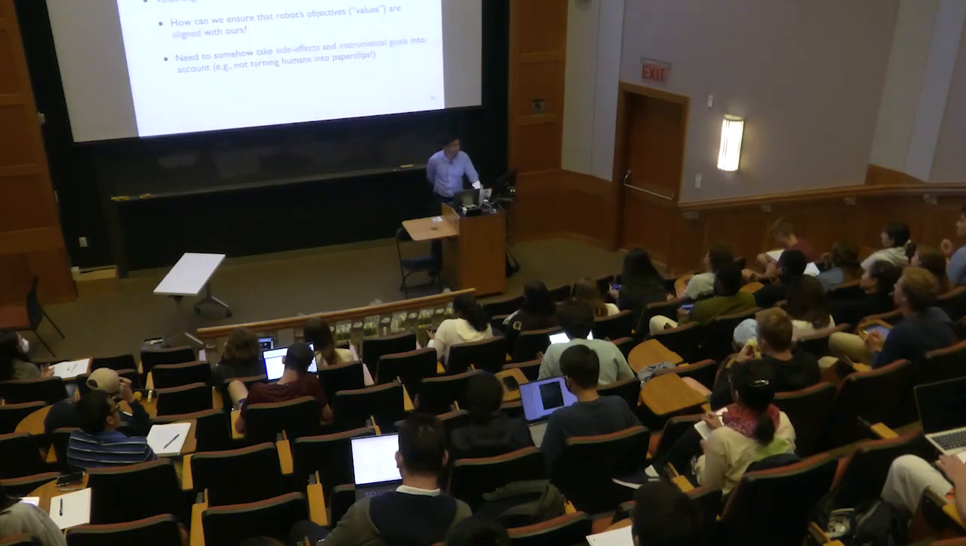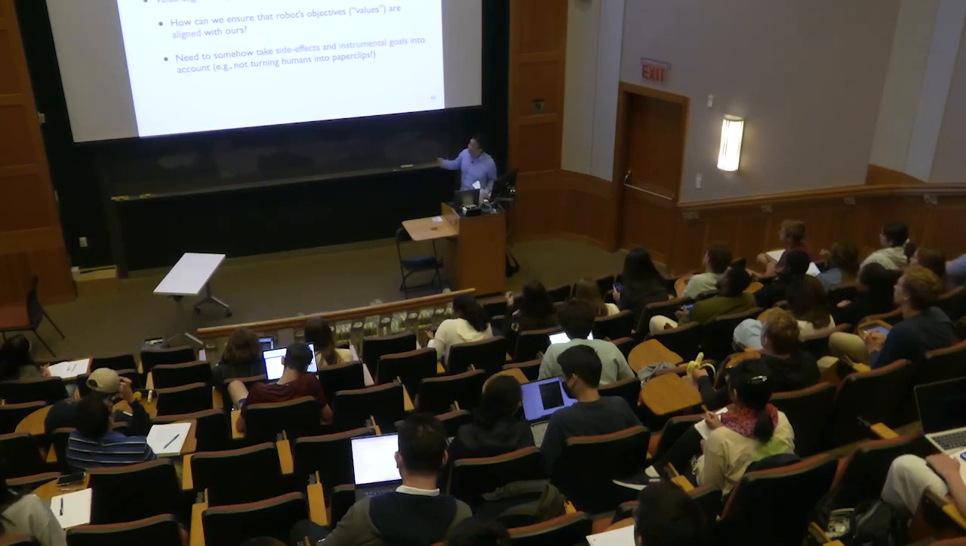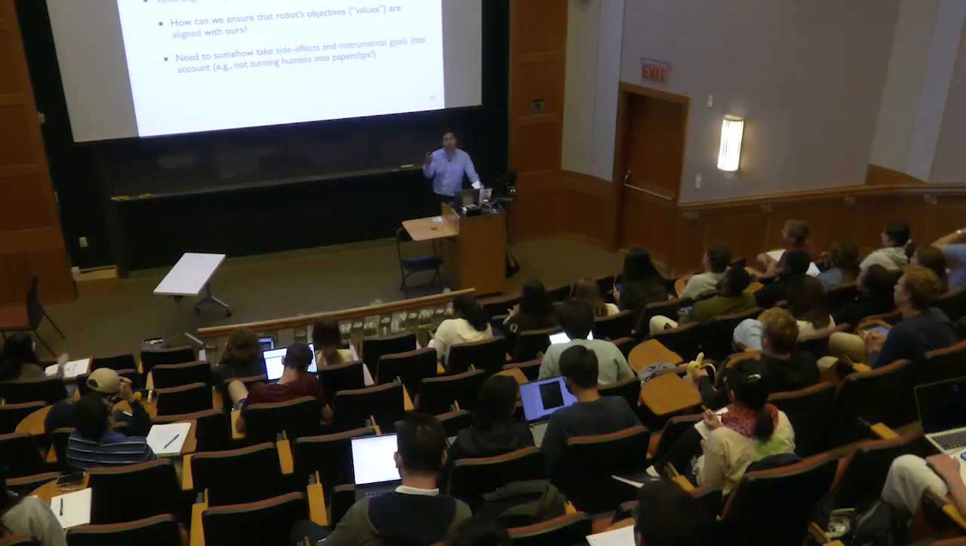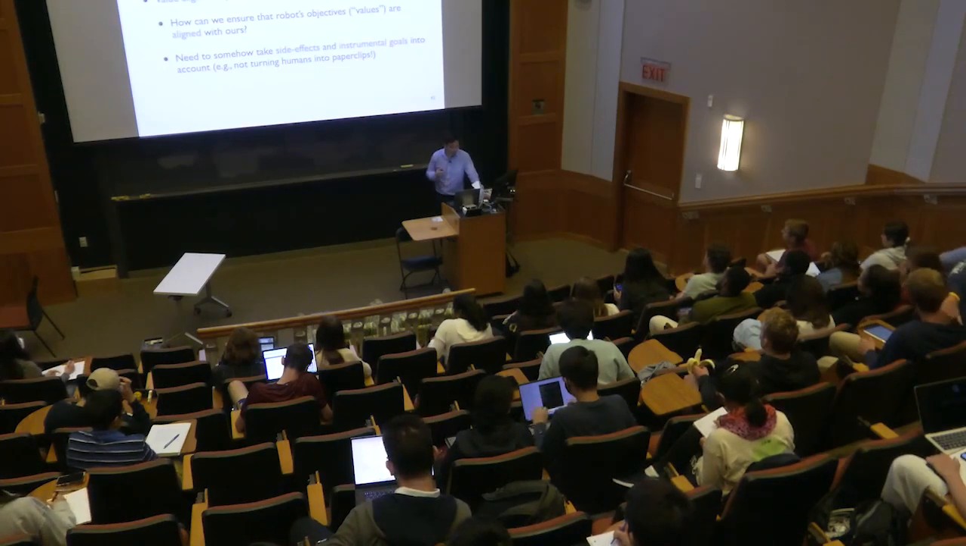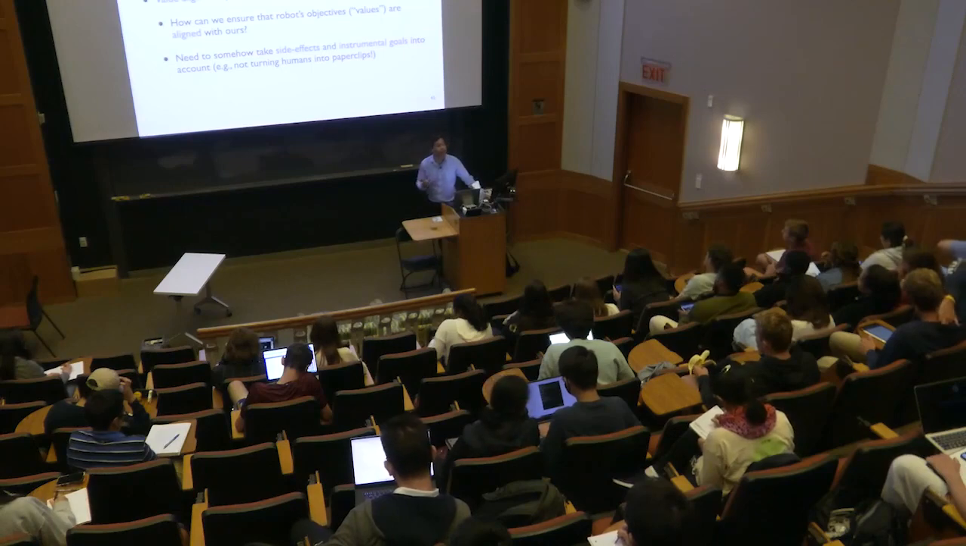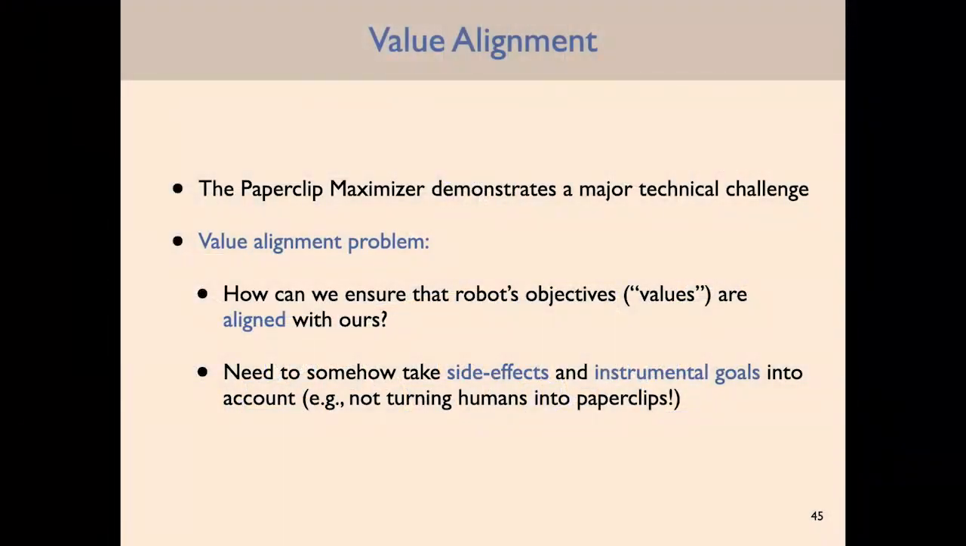Okay, before that, just to be concrete, this value alignment problem is about how we can make sure that our cost function, this mathematical object, actually aligns with our human values. We need to somehow take into account side effects, like the robot breaking things to clean them up, or the robot eliminating humans, or instrumental goals, like trying to prevent itself from being switched off when we specify some cost function.